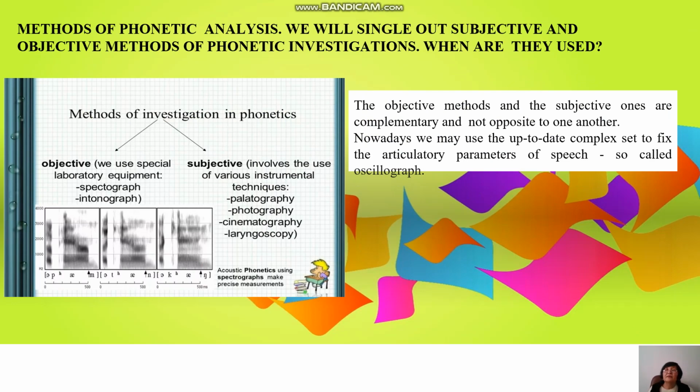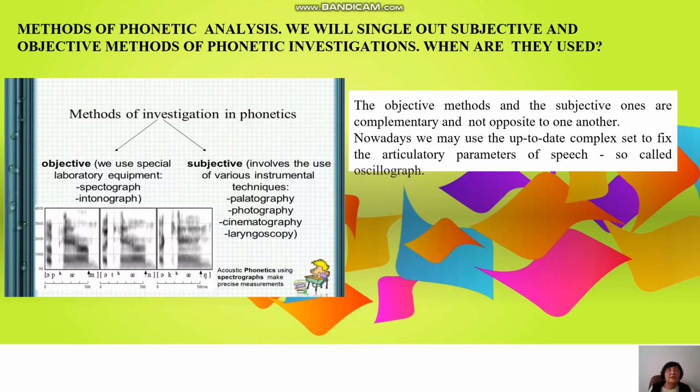Now let's turn to methods of phonetic analysis. We'll single out subjective and objective methods of phonetic investigations. When are they used? Objective: we use special laboratory equipment such as spectrograph, intonograph. Subjective involves the use of various instrumental techniques such as palatography, photography, cinematography, laryngoscopy. The objective methods and subjective ones are complementary and not opposite to one another.